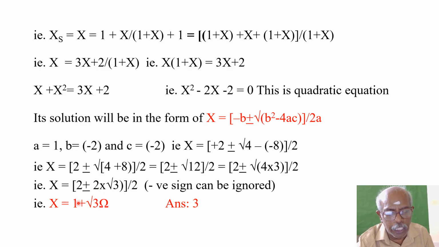The 2 here cancels with the 2 there, giving 1. So 1 plus or minus root 3. Here, by all means, the negative sign can be ignored. You can consider only the positive values. X is equal to 1 plus root 3 ohm. This is the answer for this question.